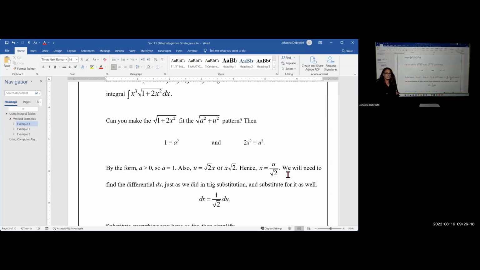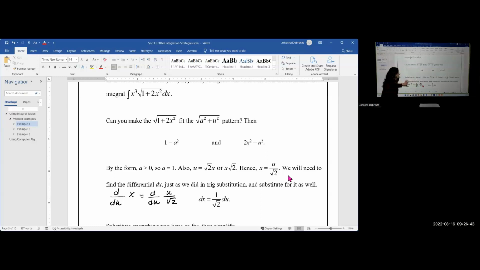Now, how do I replace the differential dx? I take the derivative of both sides of the equation with respect to u. So let me write that out, because a lot of students get a little bit confused on that particular step. So we're taking the derivative with respect to u of x and the derivative with respect to u of u over the square root of 2.